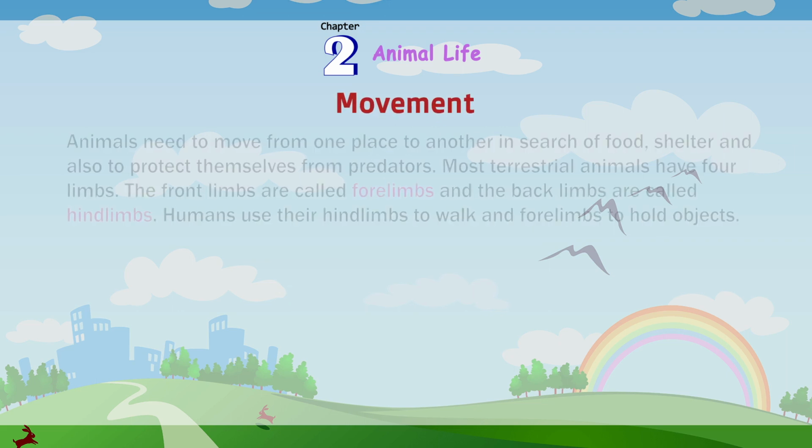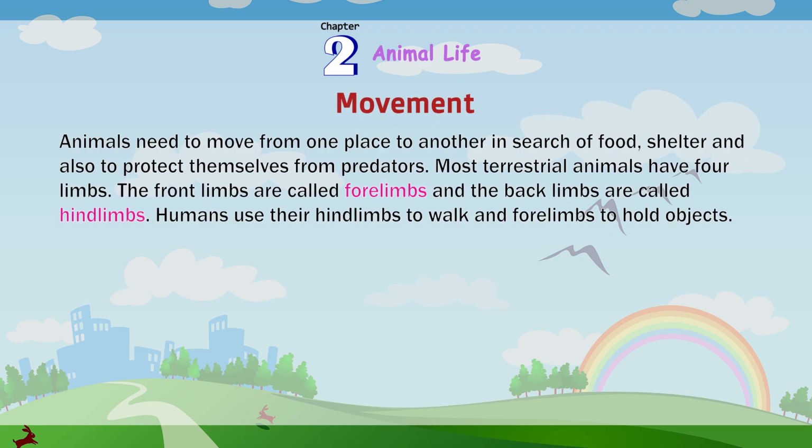Movement. Animals need to move from one place to another in search of food, shelter, and also to protect themselves from predators. Most terrestrial animals have four limbs. The front limbs are called forelimbs, and the back limbs are called hind limbs. Humans use their hind limbs to walk and forelimbs to hold objects.